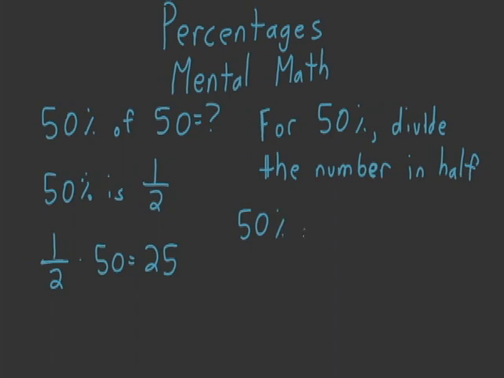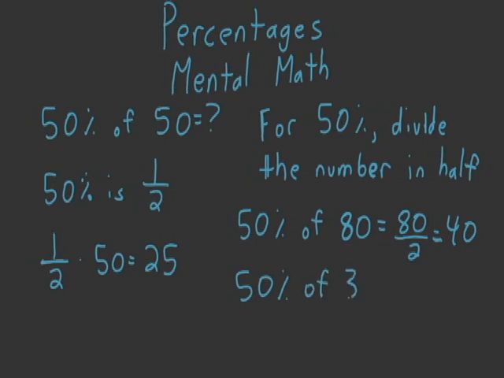So once again, just a couple quick examples. If I wanted to find 50% of 80, all I would do is take 80 and divide it by 2, which would end up giving me 40. And same thing, if I ended up taking 50% of 32, I would just take 32, divide it in half, and that would give me 16.